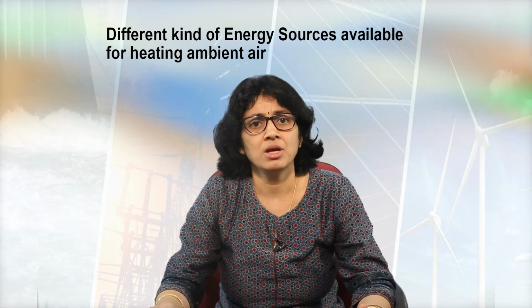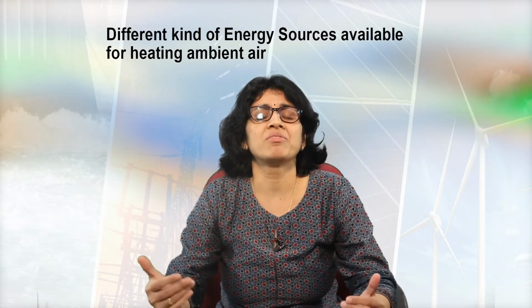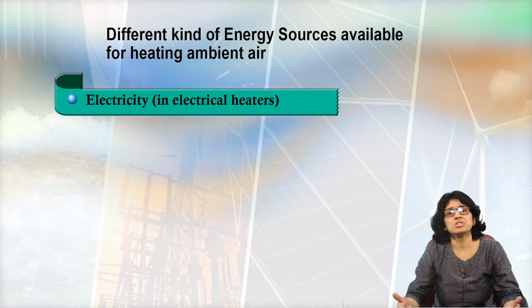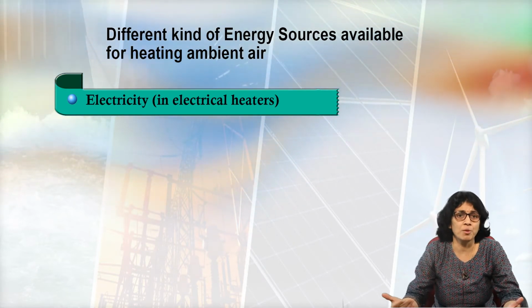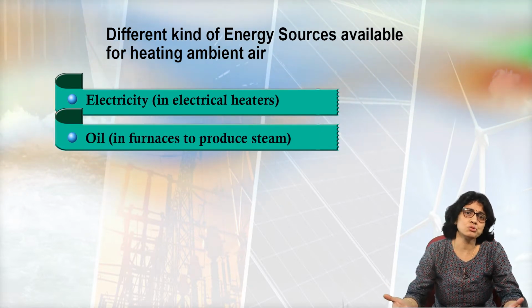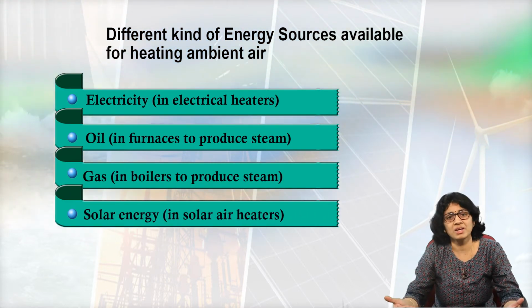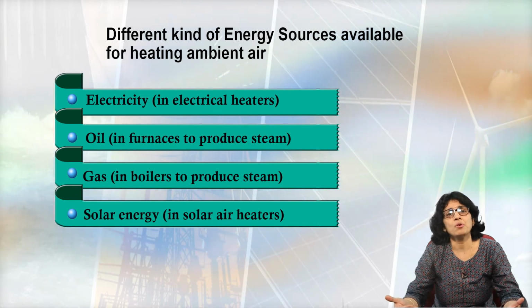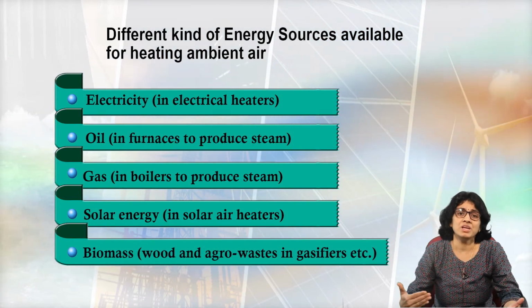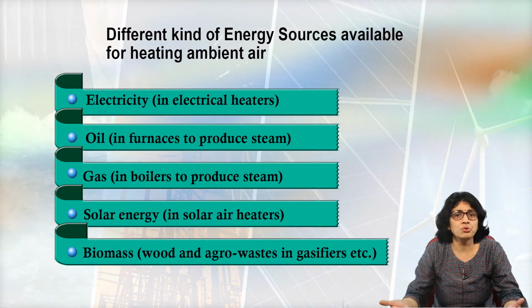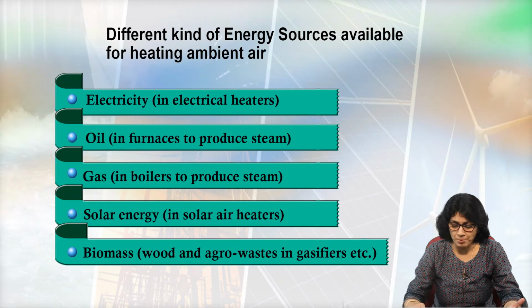Then what are the different kinds of energy sources available for heating of ambient air? The heating of ambient air can be done by various ways, by making use of different kinds of energy sources. These are first electricity, which is used in electric heater for heating ambient air. In furnace, oil is used to produce steam. In boiler, gas is used to produce steam. In solar air heater, solar energy is used for heating the ambient air. In gasifier, biomass or wood is used for heating the ambient air.